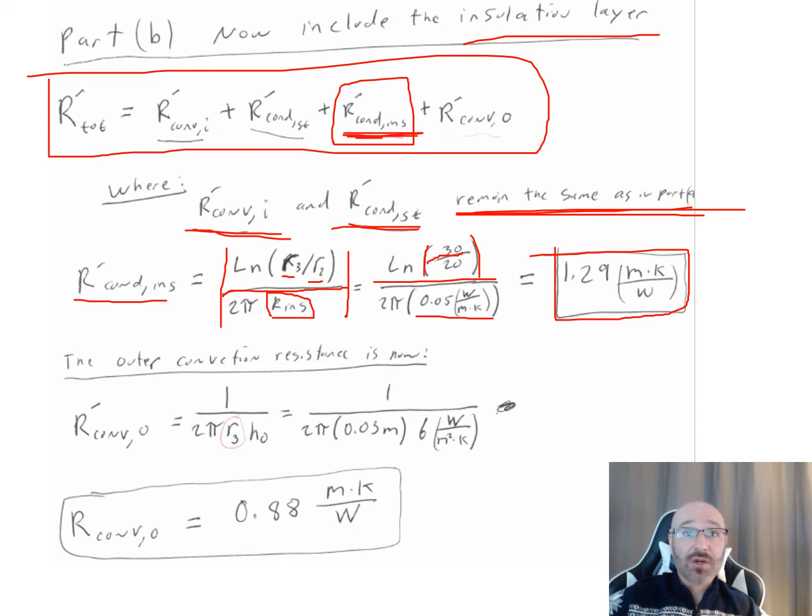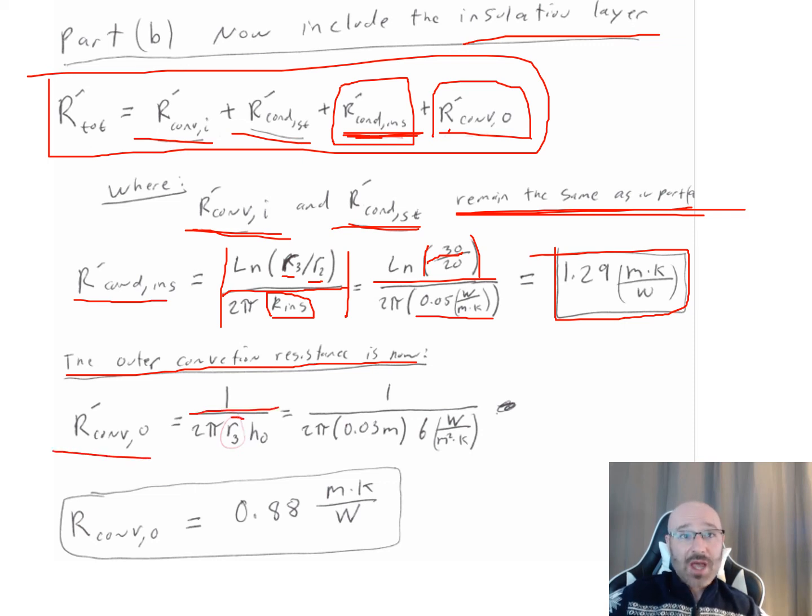Now, what does change here is this here. So we said that this and this don't change, but this is going to change now because it's out a little bit further for this case. The distances, your radiuses, are different. So the outer convection resistance is now given by this relationship here, where we have 1 over 2 pi times our R3. That's the main difference there, and why that one is going to change, times our h_o.